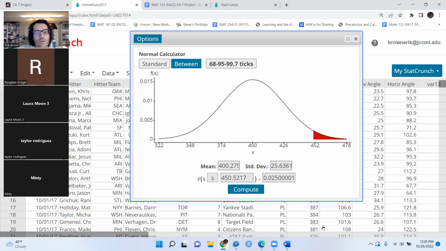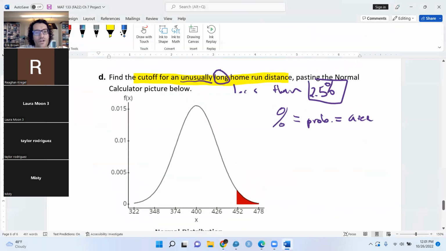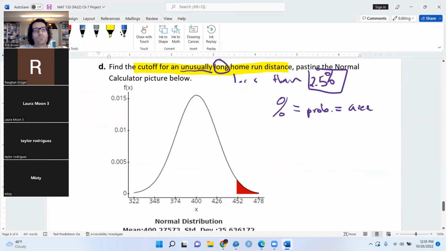So let's start at question D. And I'm in Word. And I want to ask you first, are you happy with the 2.5%?